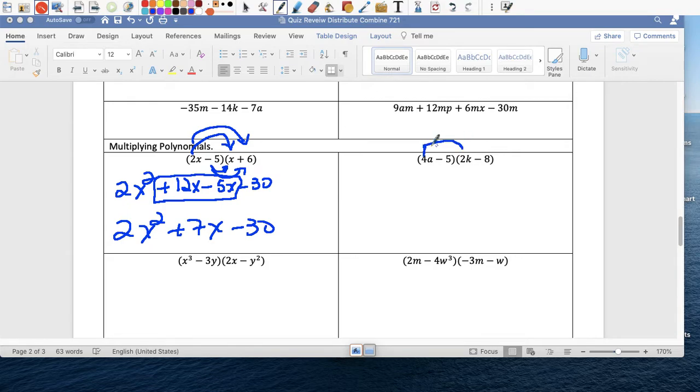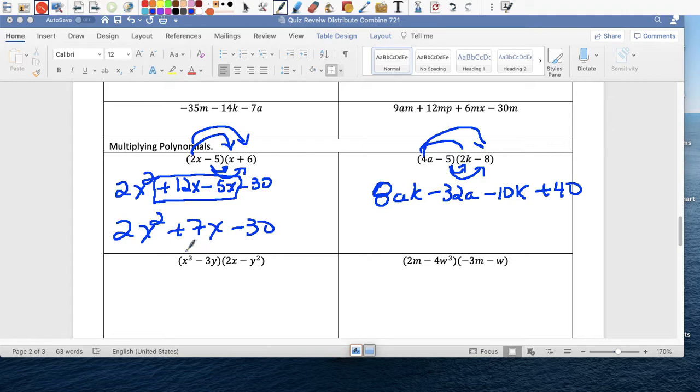Okay? After those, 4a and 2k is 8k. 4a and negative 8 is going to be 32a. Negative 5a and 2k is negative 10k. And negative 5 times negative 8 is positive 40. Is there anything I can combine? No, all the terms are different variables, right?